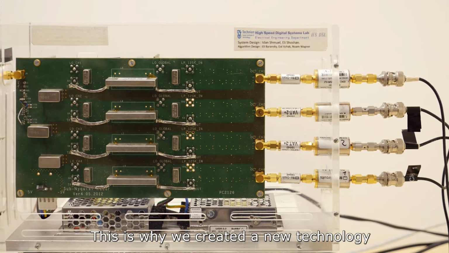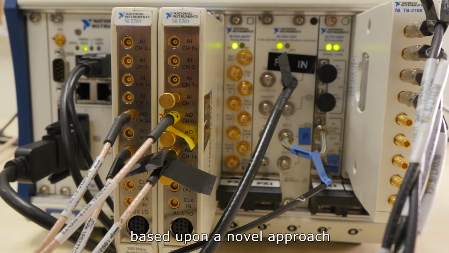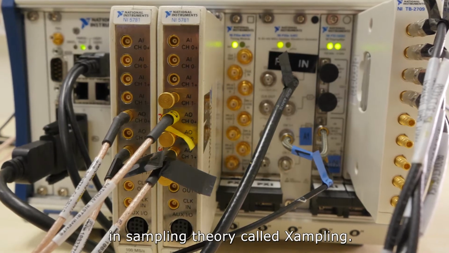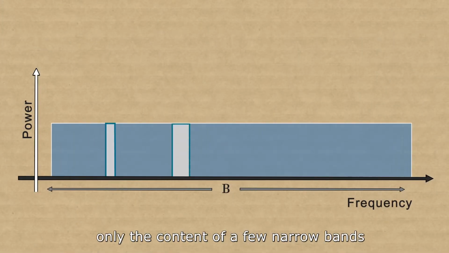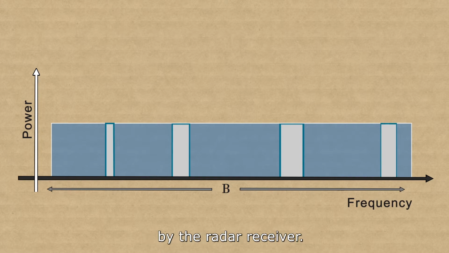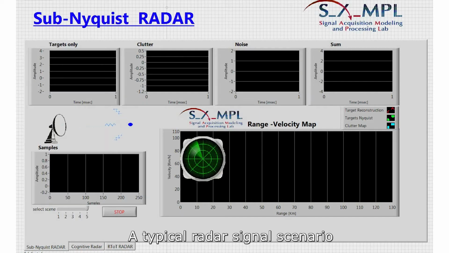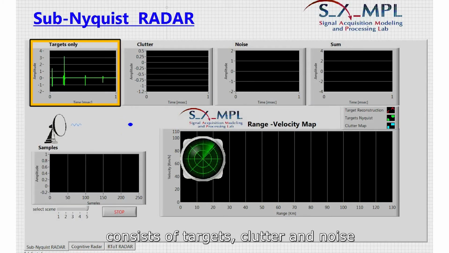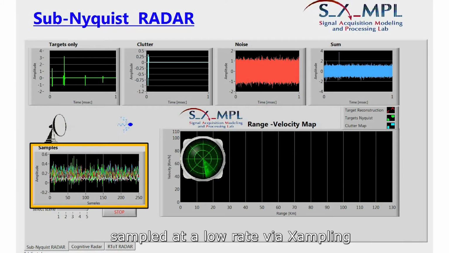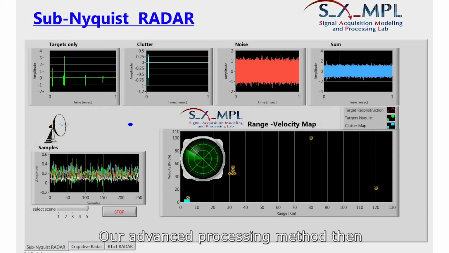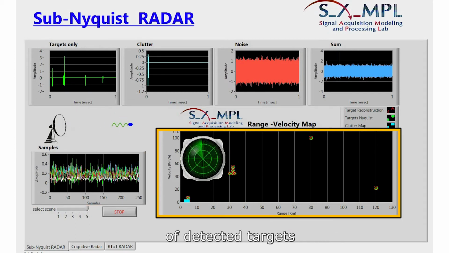This is why we created a new technology based upon a novel approach in sampling theory called sub-Nyquist sampling. In the sub-Nyquist sampling framework, only the content of a few narrow bands is sampled and processed by the radar receiver. A typical radar signal scenario consists of targets, clutter, and noise. The composite signal is then sampled at a low rate via sub-Nyquist sampling. Our advanced processing method then recovers the delay-Doppler map of detected targets.